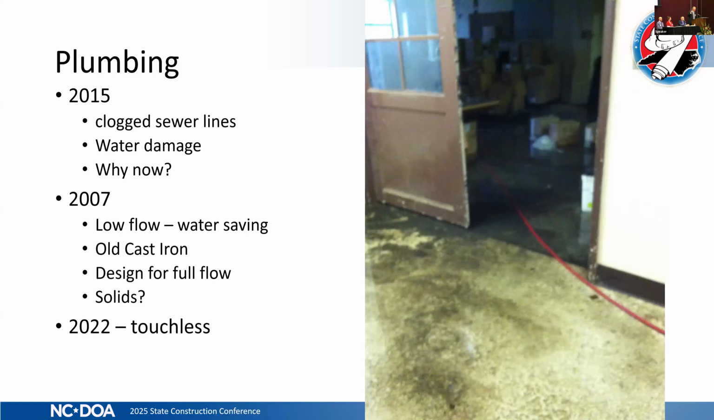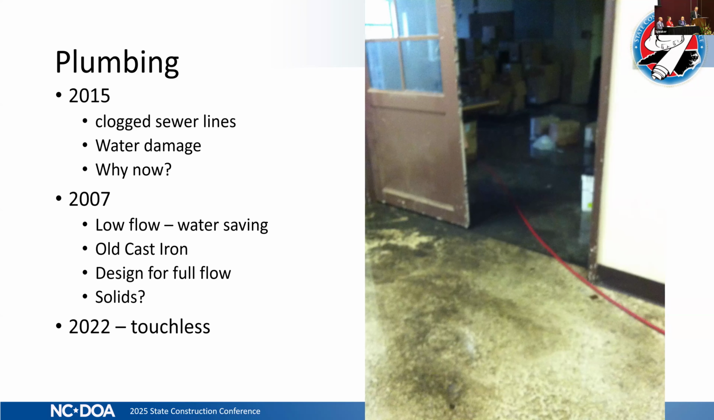Yeah. So my word to you is if you have old cast iron pipe in your building and you put in those touchless fixtures, you need to think long and hard about putting in, well, it went past it. If you have touchless fixtures, you need a jetting program for preventative maintenance before you have this problem.